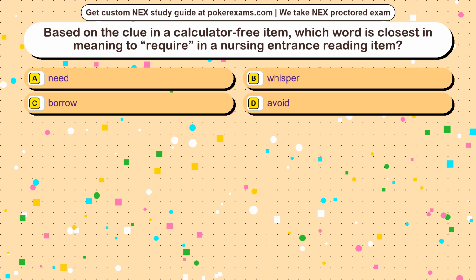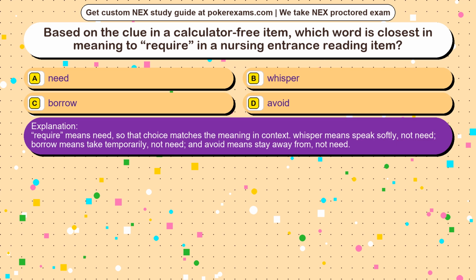The correct answer is option. Require means need, so that choice matches the meaning in context. Whisper means speak softly, not need. Borrow means take temporarily, not need. And avoid means stay away from, not need.